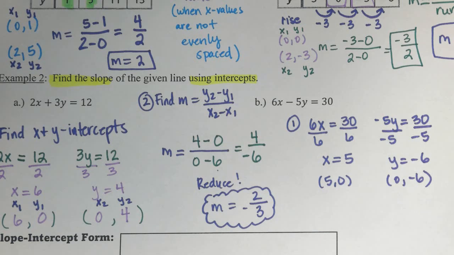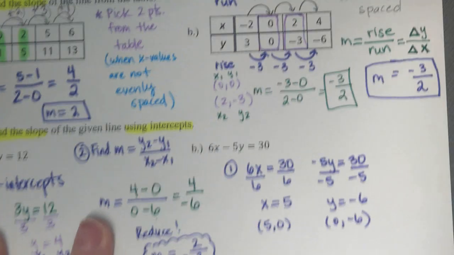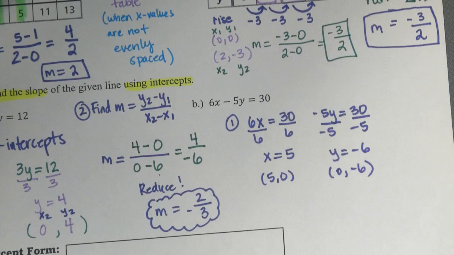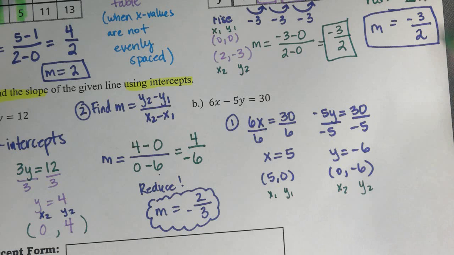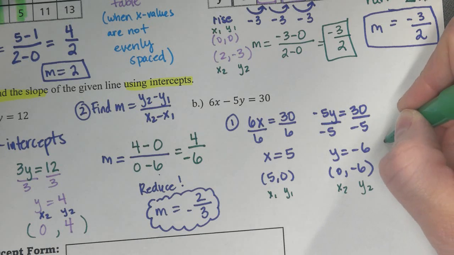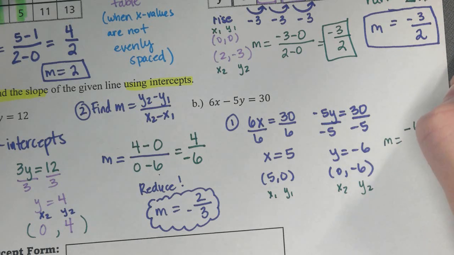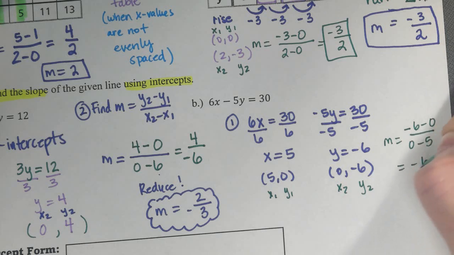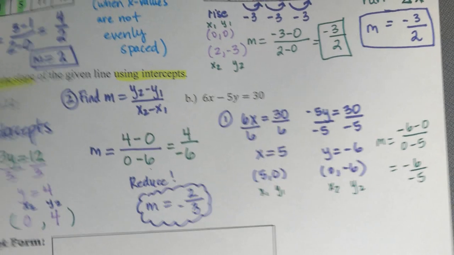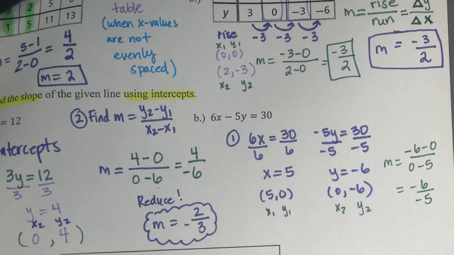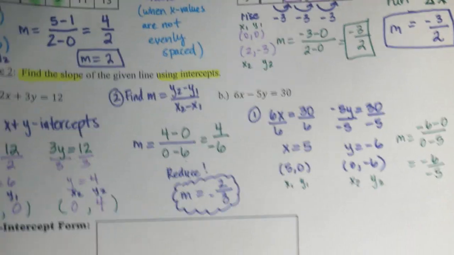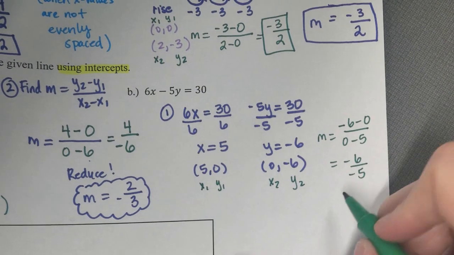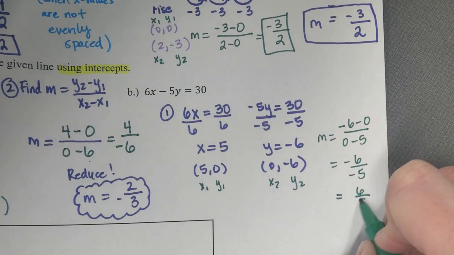So now, once you get your 2 points, that's when you can plug them into your slope formula. Your x1, y1, your x2, y2. Okay, so then your slope is going to be negative 6 minus 0 over 0 minus 5. So when you have a negative over a negative, you can reduce because a negative 1 goes into each. So you never want to leave something as a negative over a negative. You want to simplify that to 6 over 5.